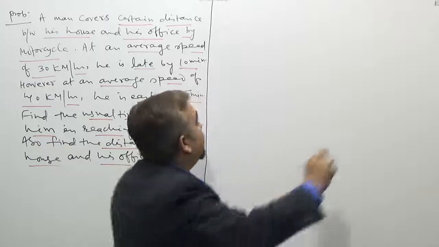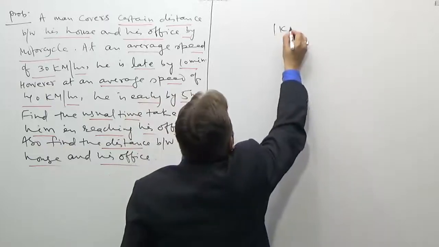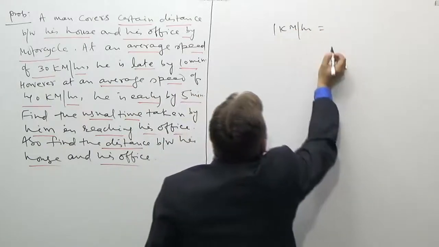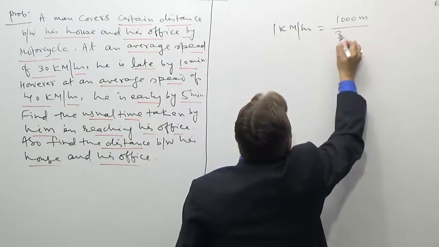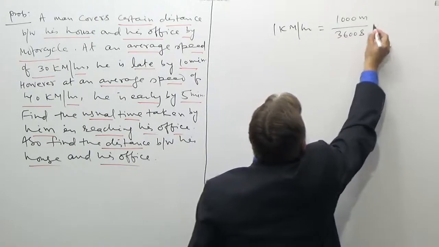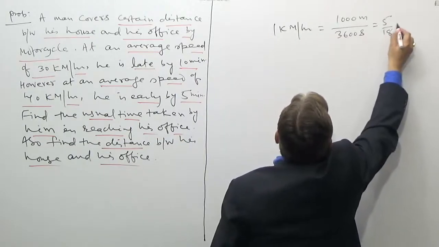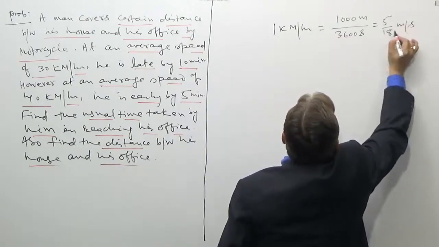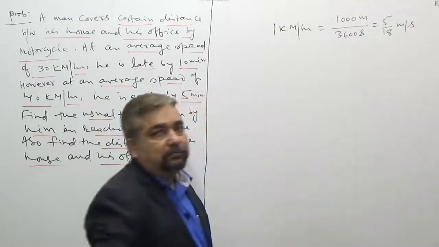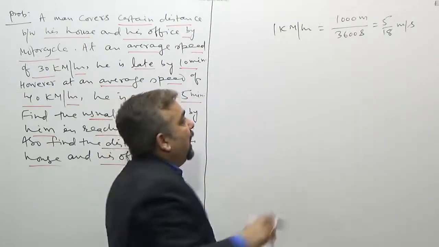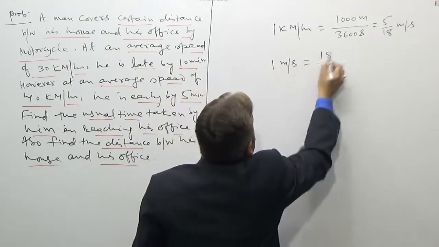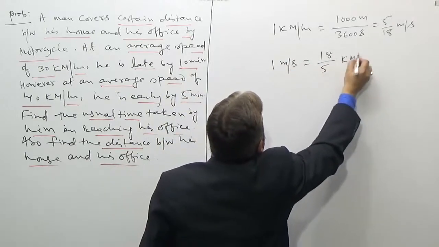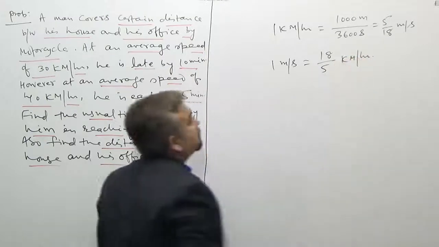You can see 1 kilometer per hour means 1000 meter by 3600 second. If you solve, this is 5 by 18 meter per second. And 1 meter per second equal to 18 by 5 kilometer per hour.